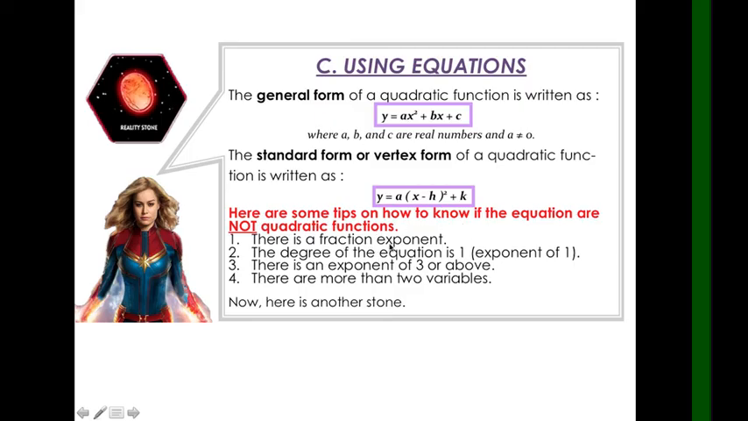Here are some tips on how to know if the equation is not a quadratic function. If there is a fractional exponent, that is not quadratic. If the degree of the equation is 1, an exponent of 1, that's not quadratic. If there is an exponent of 3 or above, that's already not quadratic. And finally, if there are more than one variable, like xy or ab. Always remember that there should be one variable, either x or any other letter, in the quadratic general form.